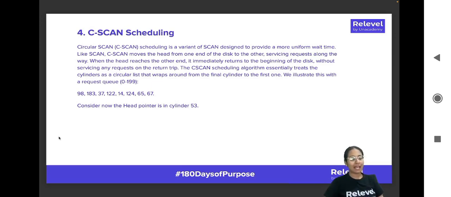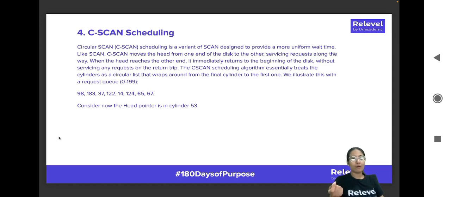So like scan, the C-scan also moves the head from one end of the disk to the other end of the disk, and it basically services the requests along the way. But when the head reaches the other end, it immediately returns back to the very beginning without servicing any request on the return trip.